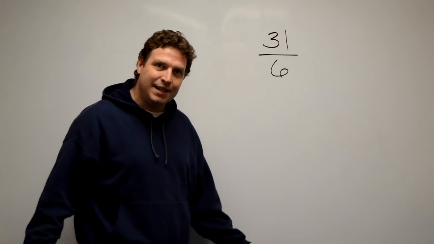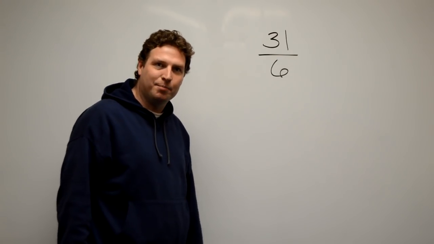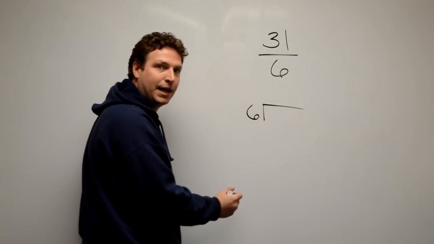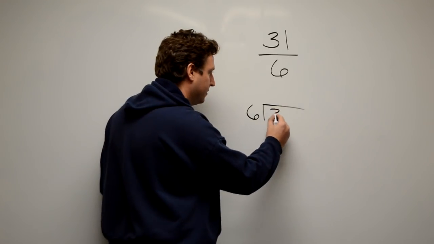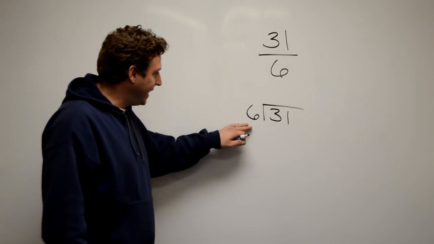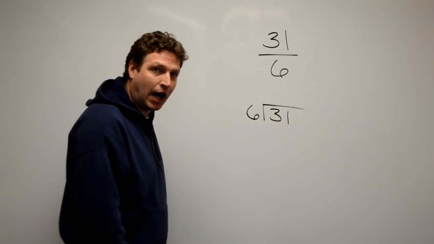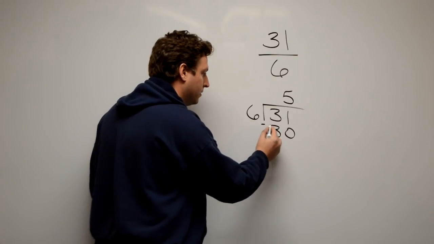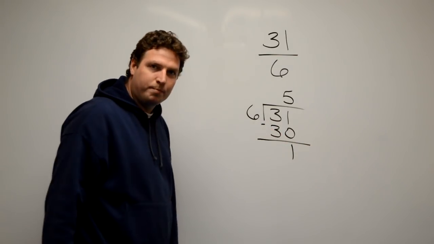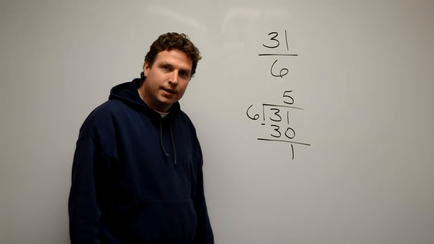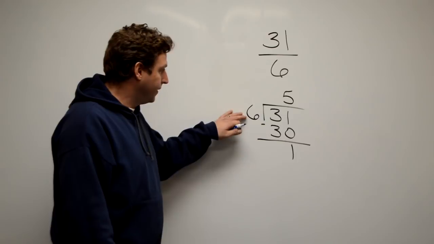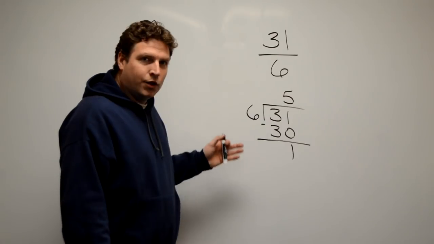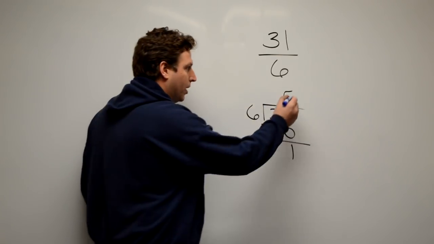So we want to turn this improper fraction into a mixed number. So we're going to divide. We want to see how many times 6 goes into 31. Right? 6 goes into 31 5 times. 5 times 6 is 30 with a remainder of 1. This 1 is going to be our numerator. This is our denominator and this is our whole number. It's really simple.